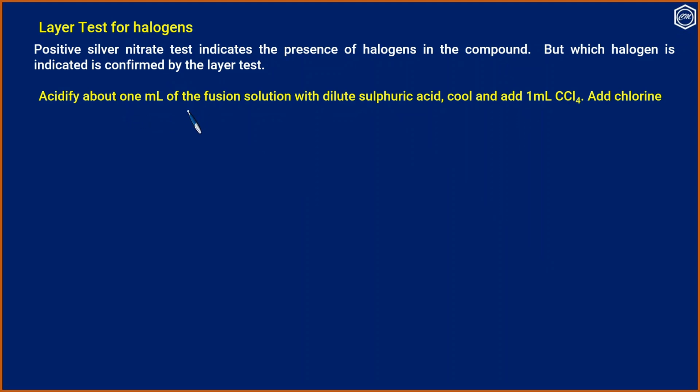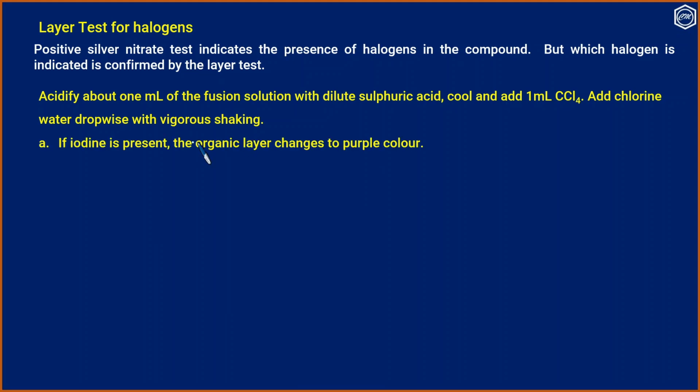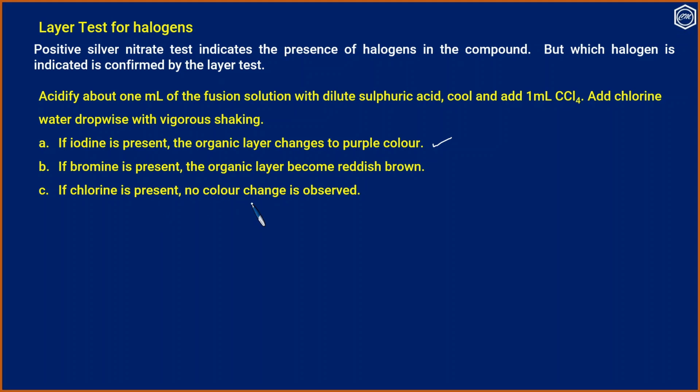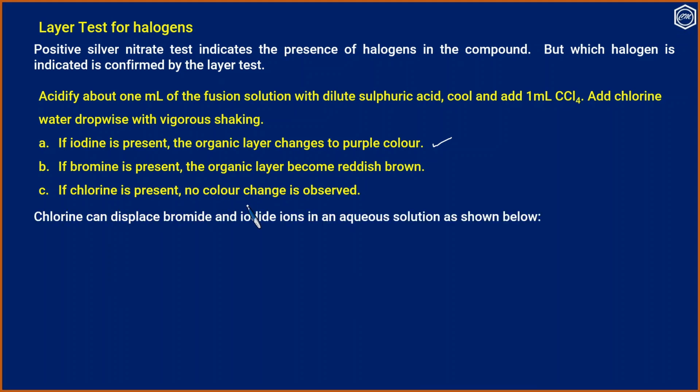Acidify about 1 ml of the sodium fusion extract with dilute sulfuric acid, cool it, and add 1 ml carbon tetrachloride. Then add chlorine water dropwise with vigorous stirring or shaking. If iodine is present, the organic layer changes to purple color. If bromine is present, the organic layer becomes reddish brown. If chlorine is present, no color change is observed.